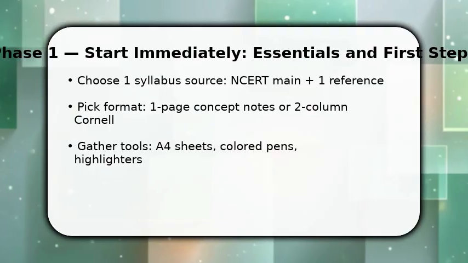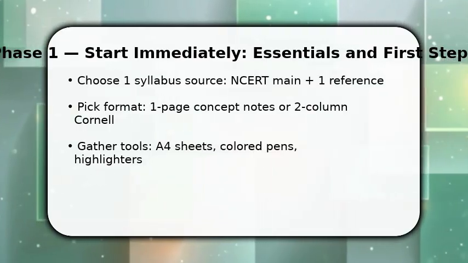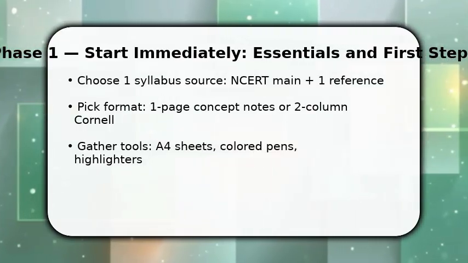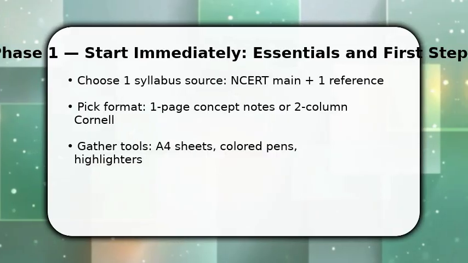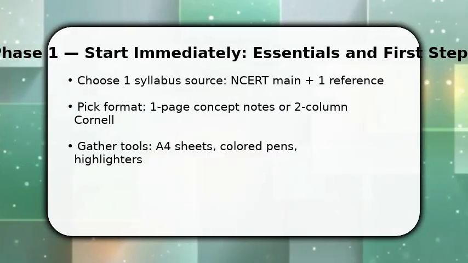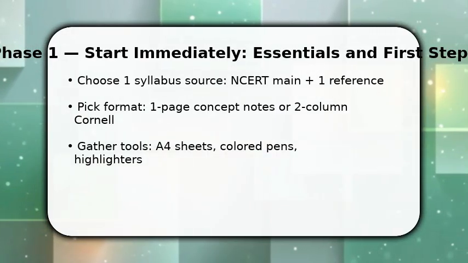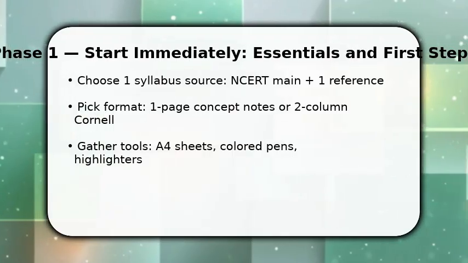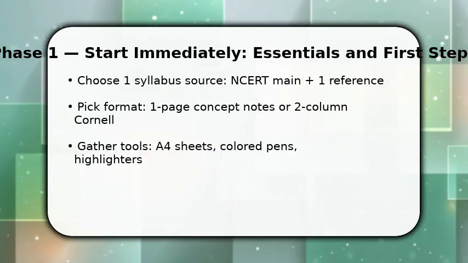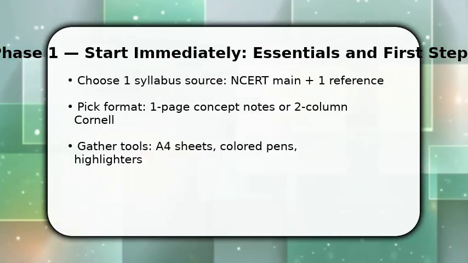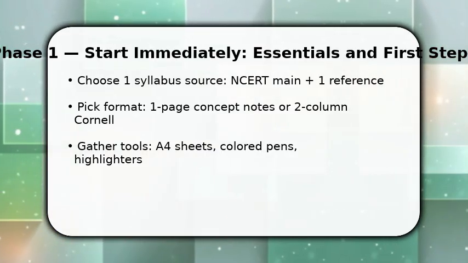You start by locking the scope. Focus on important chapters first because questions come from core concepts. Once chosen, decide format: one-page concept map for speed recall, two-column Cornell aids testing. Use A4 sheets and 2-3 colored pens to code topics. That contrast improves memory. Begin with the first chapter.